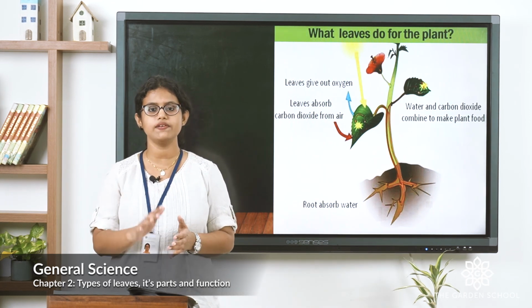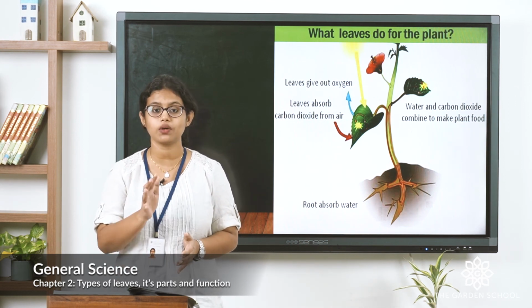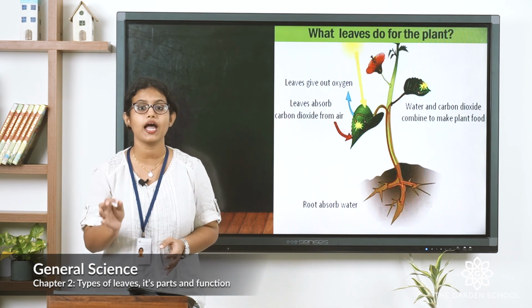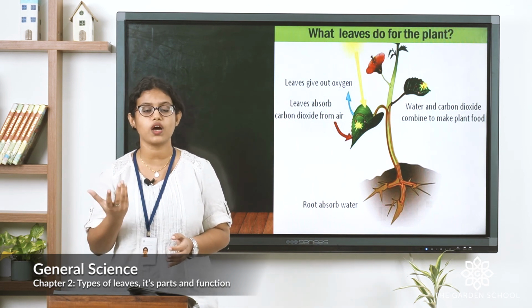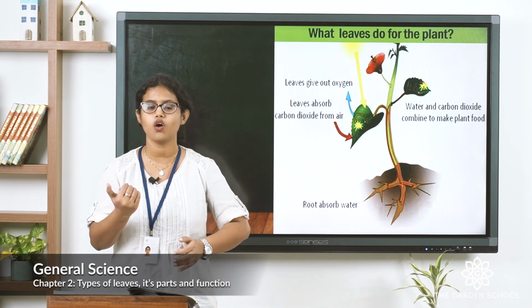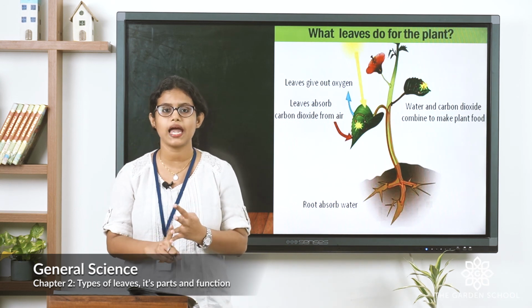So all these leaves are useful in one way or the other. Today we learned about leaves. Leaves differ in shape and size. And what is the main function of a leaf? The leaf helps the plant to prepare food. So we learned about the three parts, that is the root, stem and the leaves.